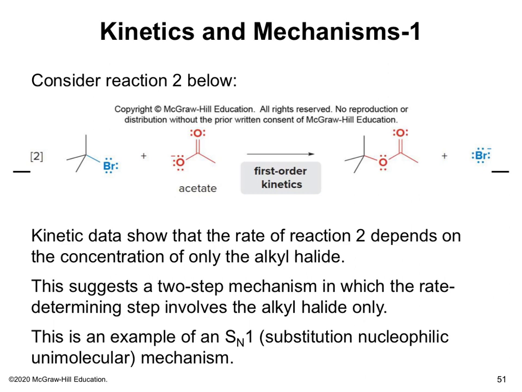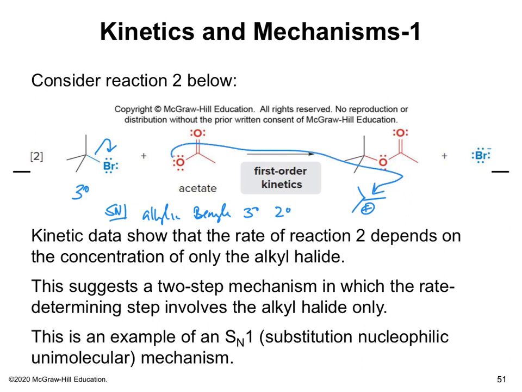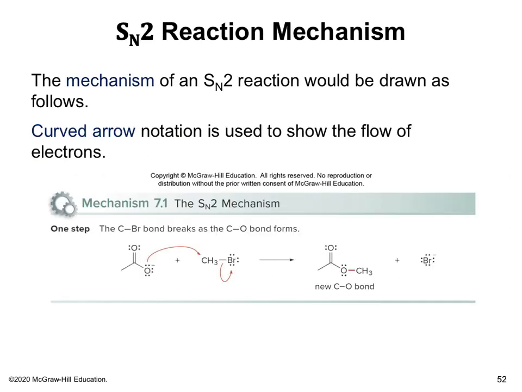Okay, so this one's first order. This is a tertiary. Remember, for SN1, you have allylic, you have benzylic, you have tertiary, and then you have secondary. You don't have any methyl, you don't have any primary. So the first thing that happens is the leaving group leaves and you get a carbocation, and then your nucleophile will come in to form your product. That's unimolecular.